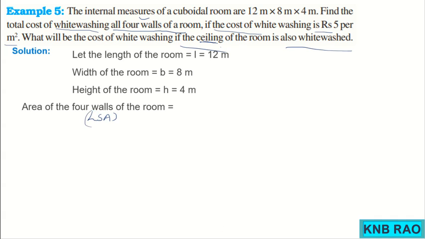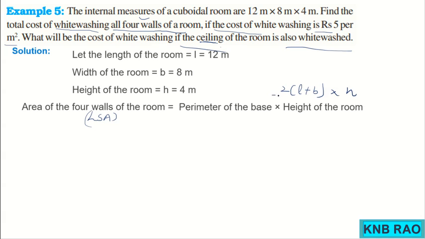So the lateral surface area of a room is 2 times of (L plus B) into height. Remember children, what is this 2 times of (L plus B)? You know, in a rectangle of length L and breadth B, its perimeter is 2 times of (L plus B).